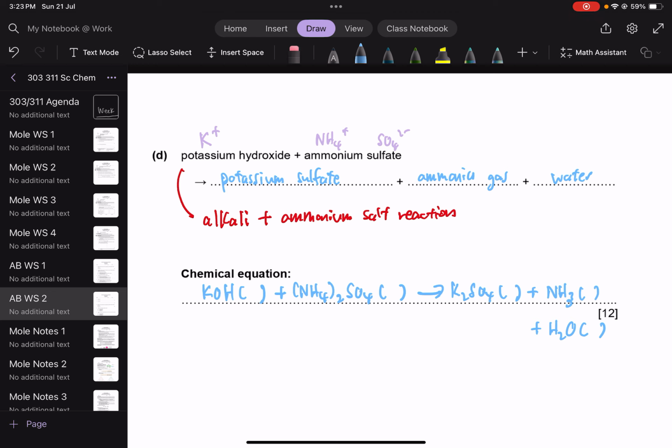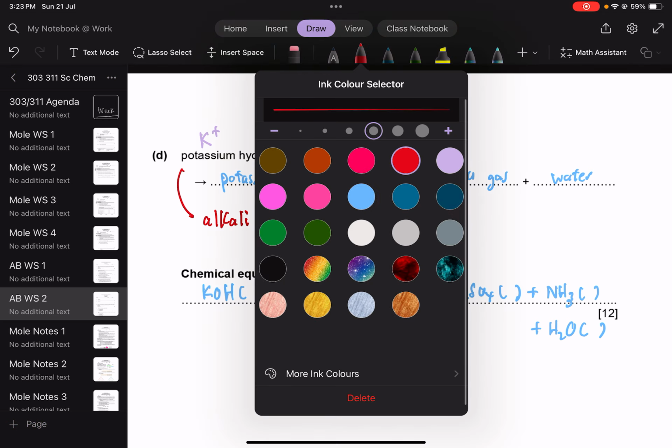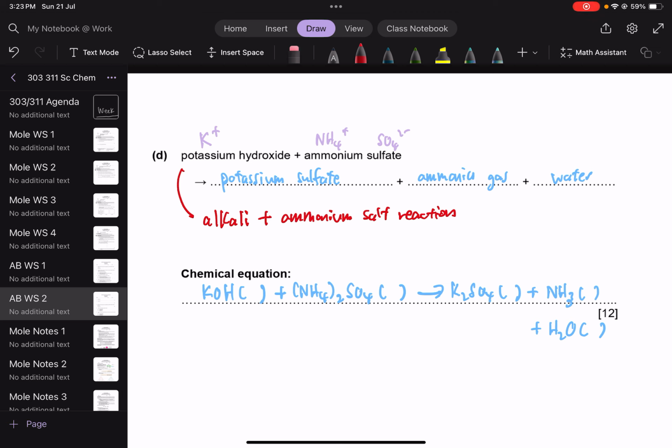Okay, so I think the easiest things to balance right now are your K atoms, and also your ammonium ion. So these two will be the easiest to balance. So let's try to maybe balance K first. Alright, K, 1 on the left side, 2 on the right side. So how do you balance? You put the 2 in front of your KOH. Okay, so now K is settled.